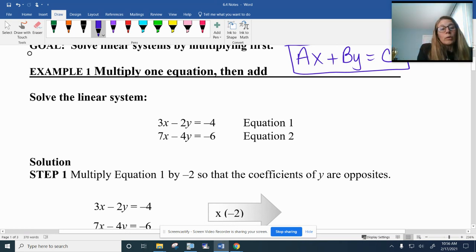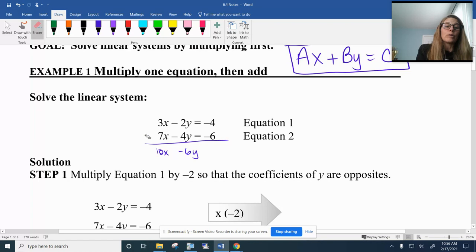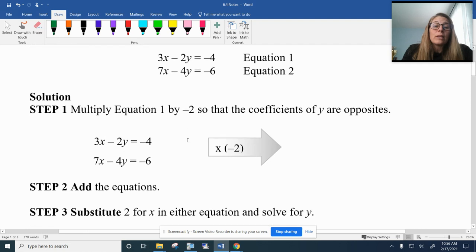Now, normally what we would do is we would try to add up these two equations. But if we add these, we get a 10x and then a -6y, and neither variable cancels, so we're kind of left with a problem. The whole idea of this method is so that something is eliminated or canceled out. So then we have to ask ourselves, is there some way that we could get either the y's to cancel or the x's to cancel?